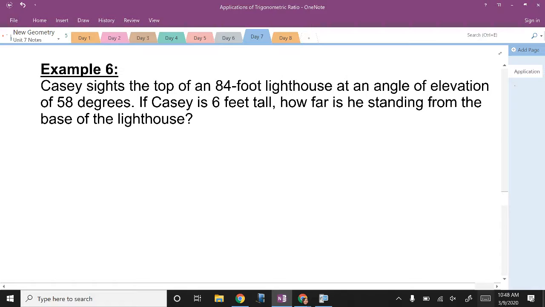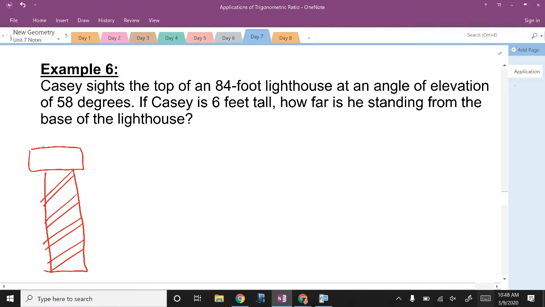Casey sights the top of an 84-foot lighthouse at an angle of elevation of 58 degrees. So, y'all, a lighthouse. I'm not good at drawing these things, but they're pretty cool. Let's just make this a striped lighthouse. So they got like a big old lookout tower, and then some kind of thing with a light on it. So here's Casey. I'm gonna draw my triangle different this time. Here's Casey.